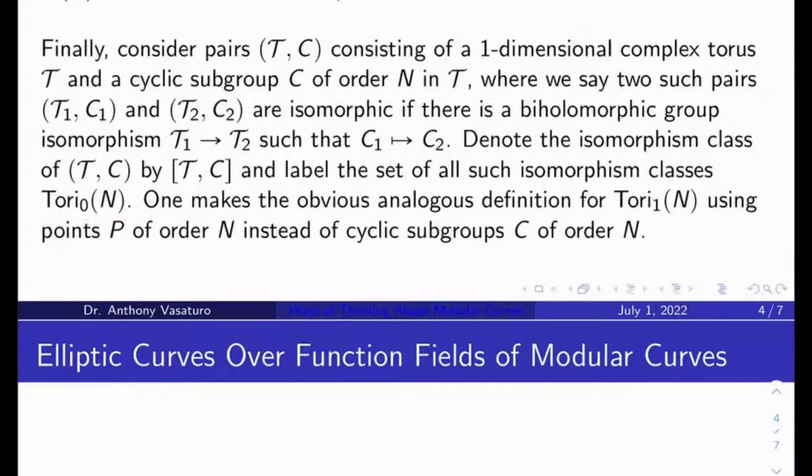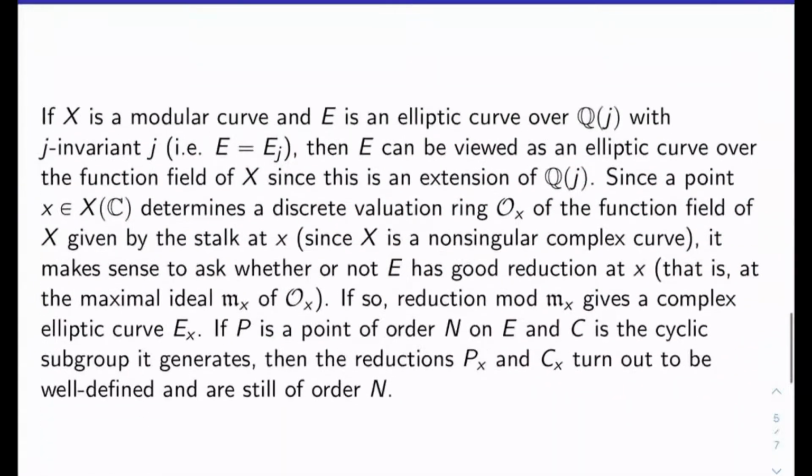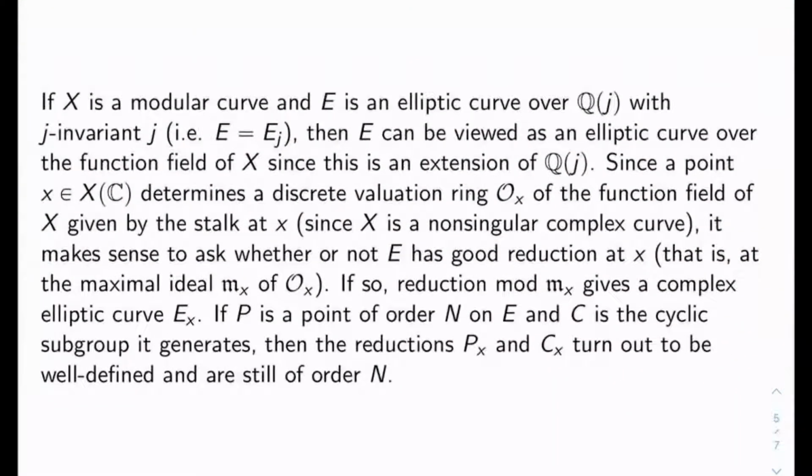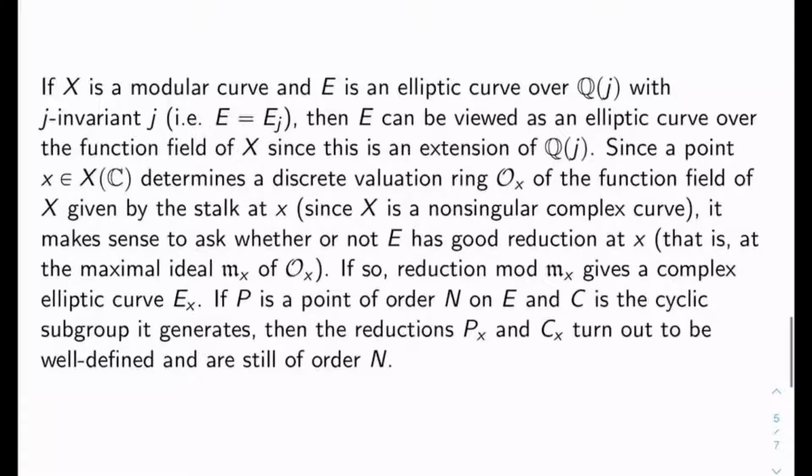I can also make an obvious analogous definition for tori sub 1 of n. I'll just use points of order n instead of cyclic subgroups of order n. We'll call those points P if we need to. So we've got tori sub 0 of n and tori sub 1 of n. All right. Let's see, one last technical remark before I give you the main result for today.